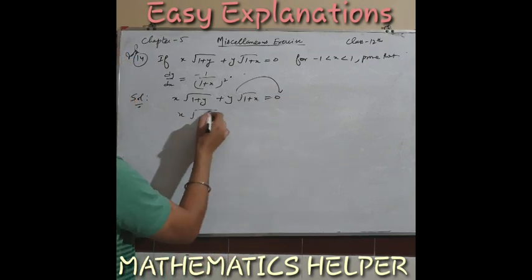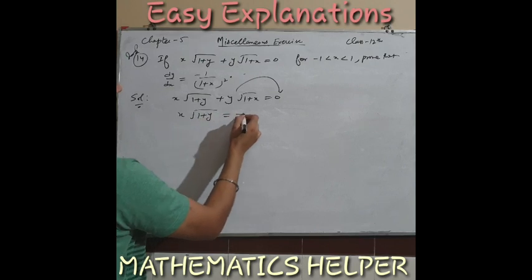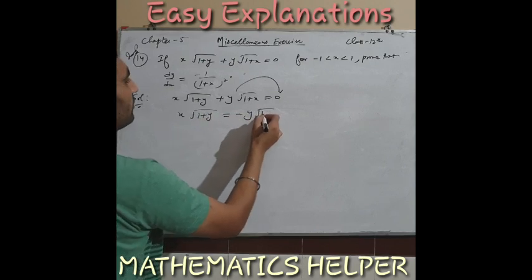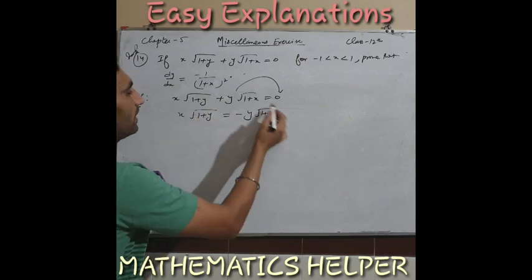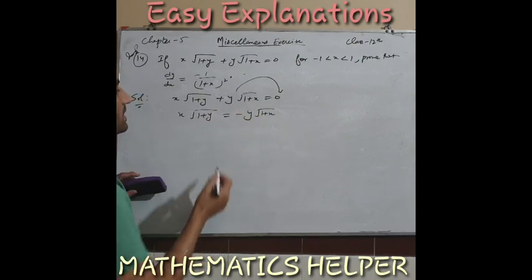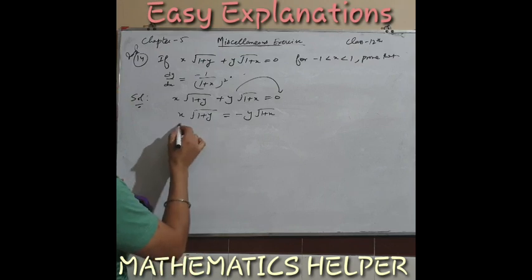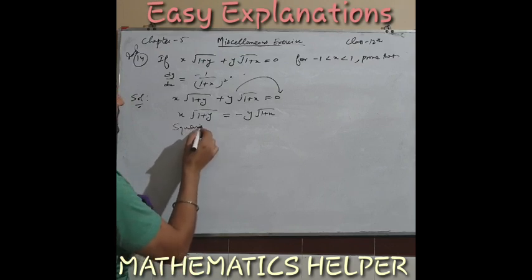It will be x into square root of 1 plus y, then minus y into square root of 1 plus x. Still there are square roots. If we handle these directly, there will be some kind of difficulty. So we will write, squaring both sides. We will write their square.